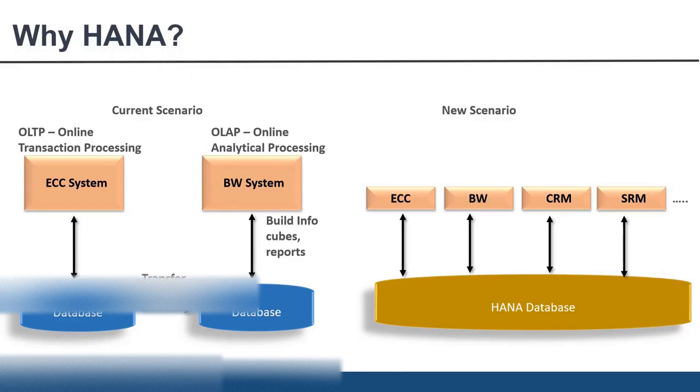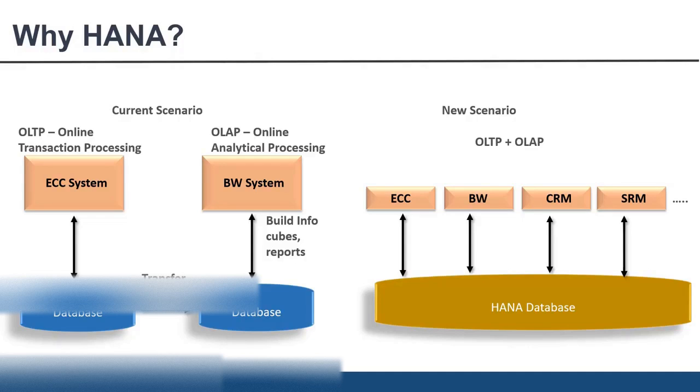What is the result of this? As a result, when you are doing transactions through the ECC system, the transactions are getting stored in the HANA database and the BW system is running on the same database. So the database is getting shared between different systems. That means for OLTP and OLAP, you are using the same database. And as a result, you can get real-time analytics on top of HANA.